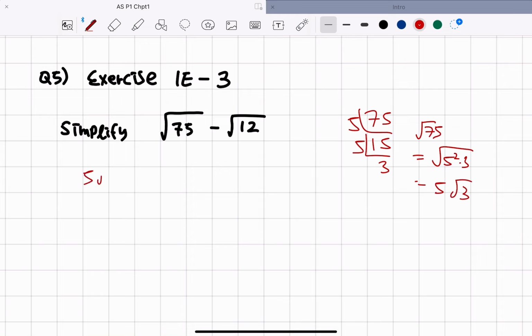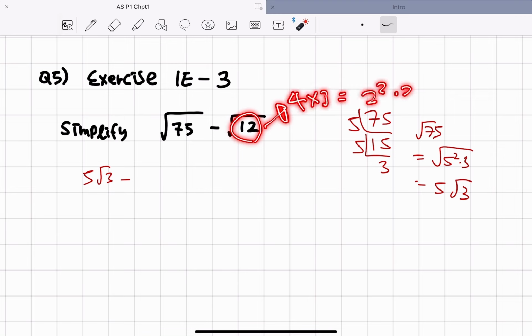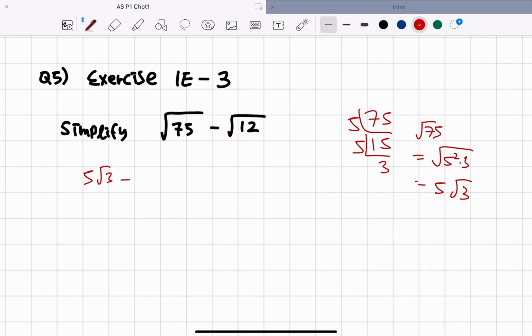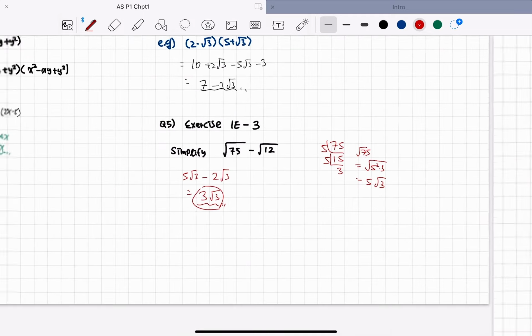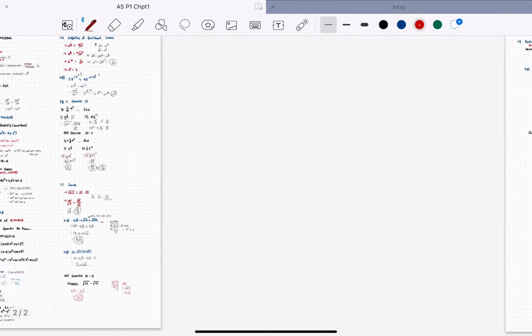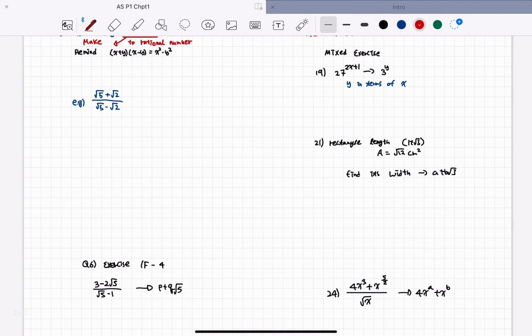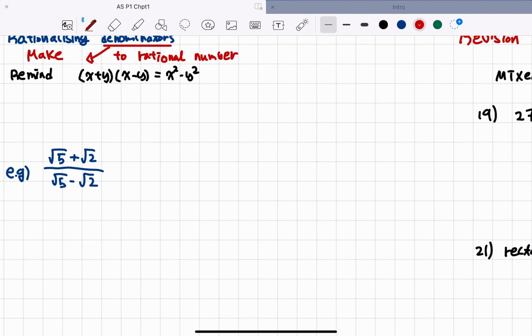So 5 square root of 3 minus square root of 12. We also need to find the factors of 12. It's basically 4 times 3, which is 2 squared times 3. So square root of 12, you can say it's 2 square root of 3. It's simple math, right? So 3 square root of 3 must be the answer. Okay, it's almost done. So let's move on to the next concept.